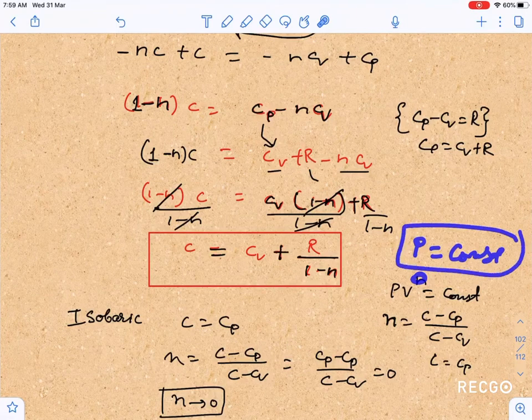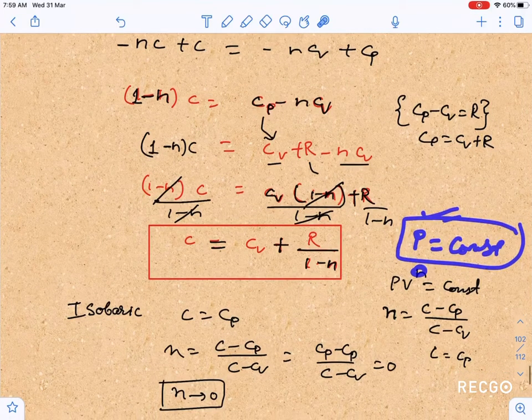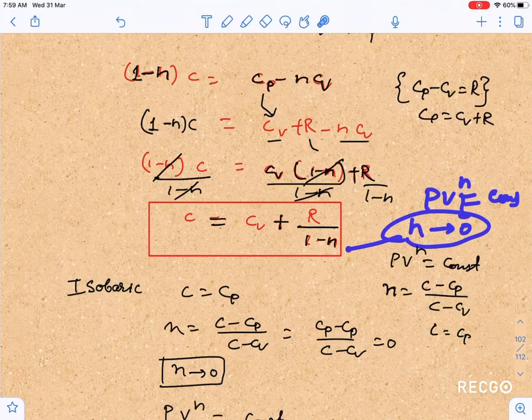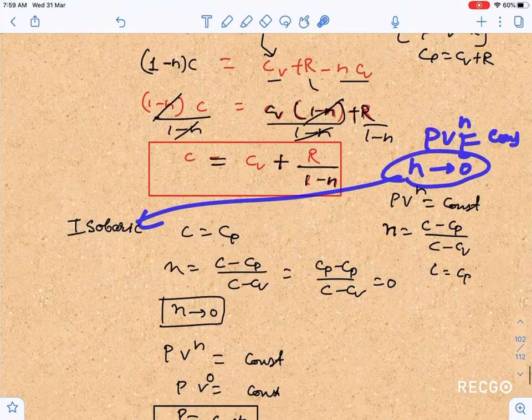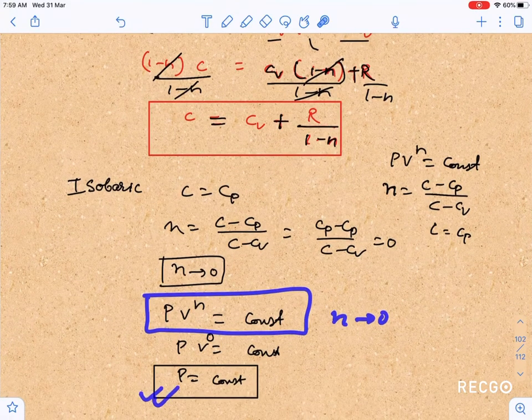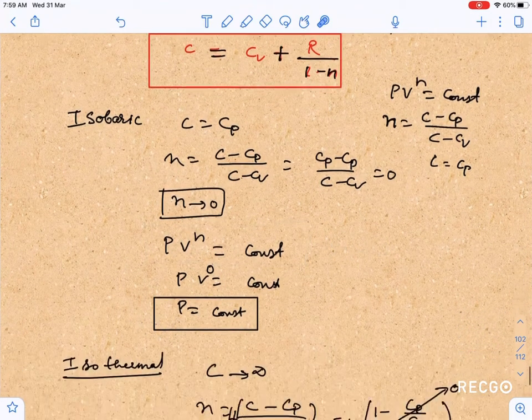And you know that when pressure is equal to constant, this process is known as isobaric process. So I have written when C is equal to Cp means n tending to 0, or I can directly conclude that when n tending to 0 in the polytropic equation, this process actually terminates to isobaric process. Pv to the power n is equal to constant, if n tending to 0, this process is known as isobaric process. So first process is isobaric process.